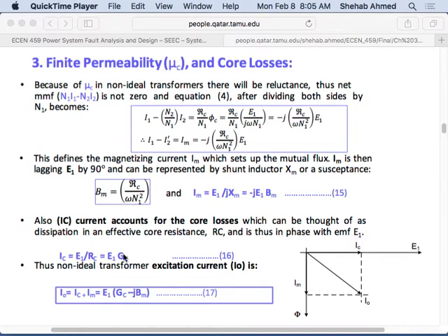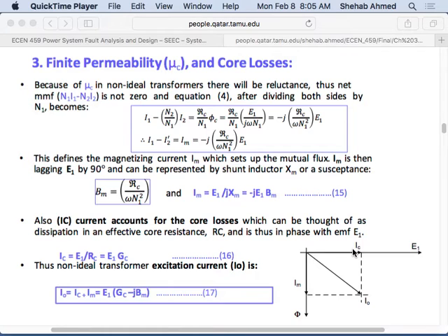So hence we have two components of current, magnetizing current and the core loss component of current, that exist when transformer action happens, right? So whether or not you have a load on the secondary side, it's independent of that, right?